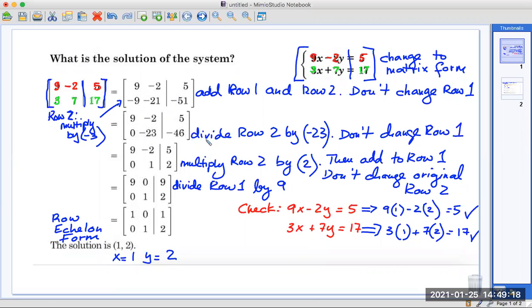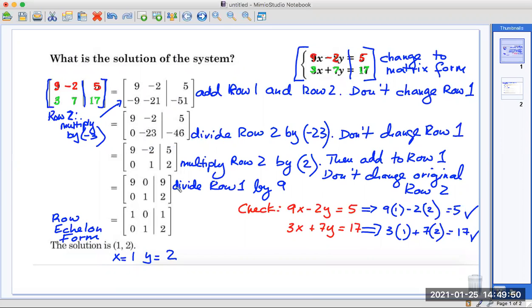Now the next thing, you're going to divide row 2 by -23. Don't change row 1. So 0 divided by -23 is 0, -23 divided by -23 is 1, and -46 divided by -23 is 2. Now we're done with this row down here, 0, 1. That's the goal, so you're done with that. It's still working on the top. This has to be a 1, and this has to be a 0.